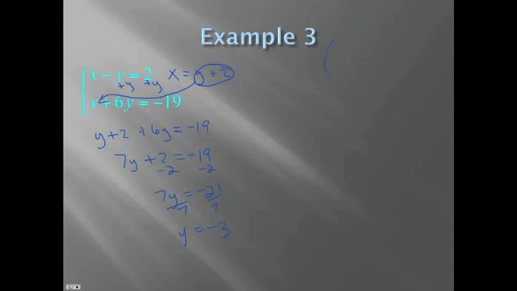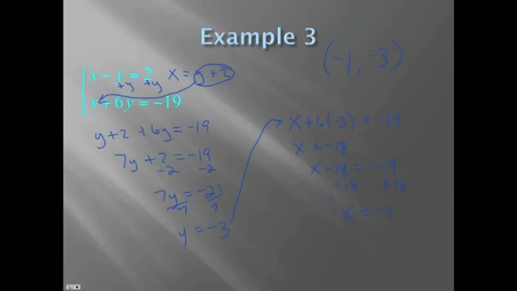Let's go up here. Negative 3 there. All right, next, I'm going to take my negative 3 and I'm going to plug it in either one, and it really doesn't matter which one here. If I go to the top, I have x minus negative 3. So I kind of want to stay away from that. I'm going to plug it into the bottom. So I have x plus 6 times negative 3 equals negative 19. That's going to give me x plus negative 18, or x minus 18, equals negative 19. So I'm going to add the 18, which gives me x equals negative 1.